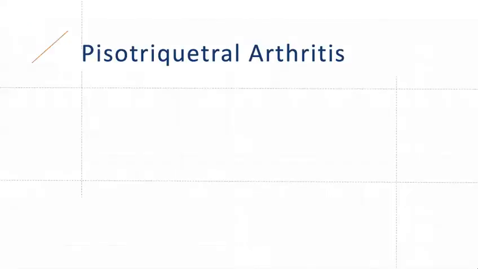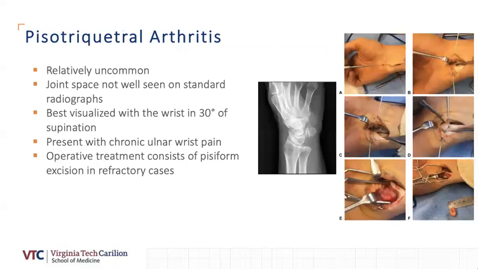So moving on to pisotriquetral arthritis. This is a relatively uncommon arthritis. You will see joints, the joint space is not normally seen on normal x-rays, so you have to get special imaging because the joint is best visualized with the wrist in 30 degrees of supination. So if you're suspicious of this, you want to get that specific view. And these patients will often present with chronic ulnar wrist pain. And then treatment options, if they just had pisotriquetral arthritis in isolation, would be to perform a pisiform excision.